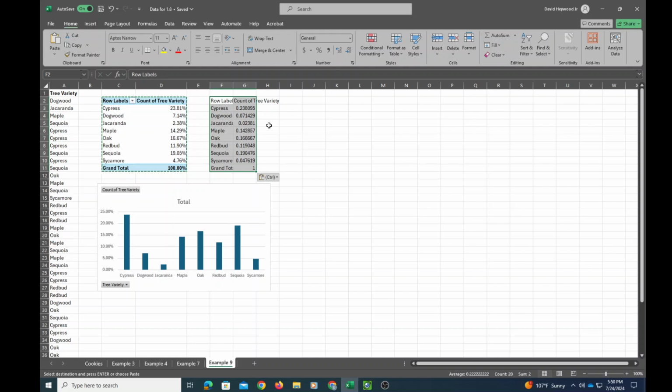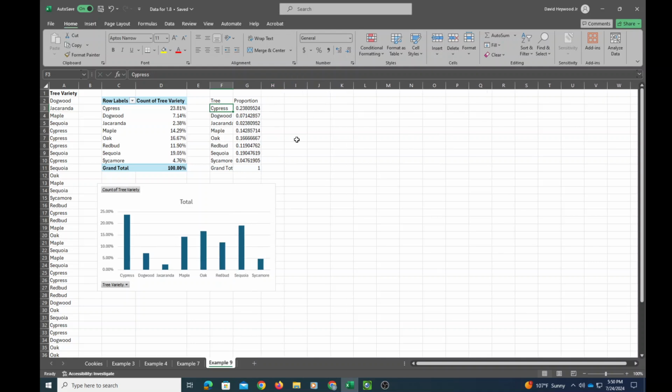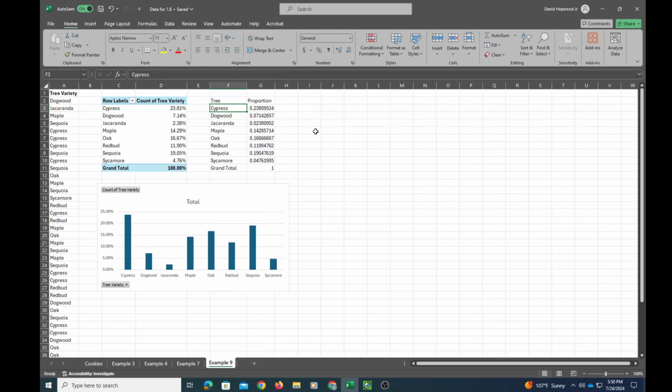Okay. These are actually proportions, so I'll change that label. This is the tree variety. Okay. Let me make this a little bigger so we can see it. Okay. So in this next column, I'm going to create a new column, and I want to square the proportions.